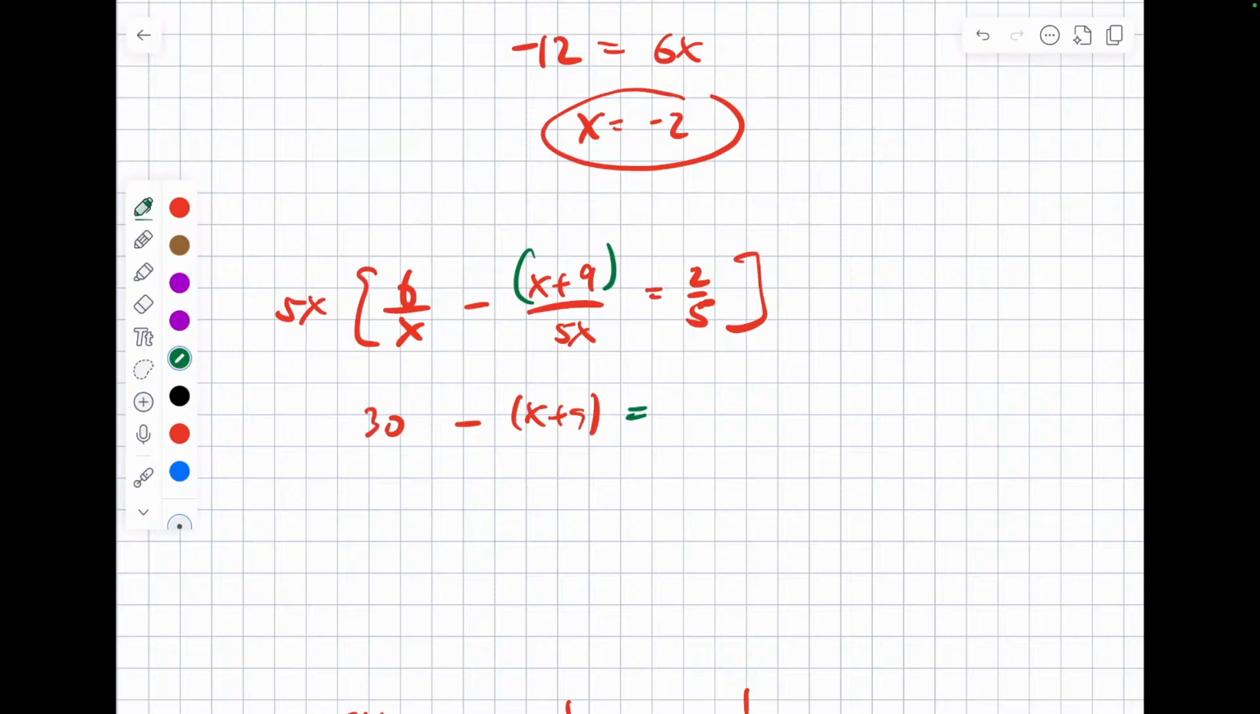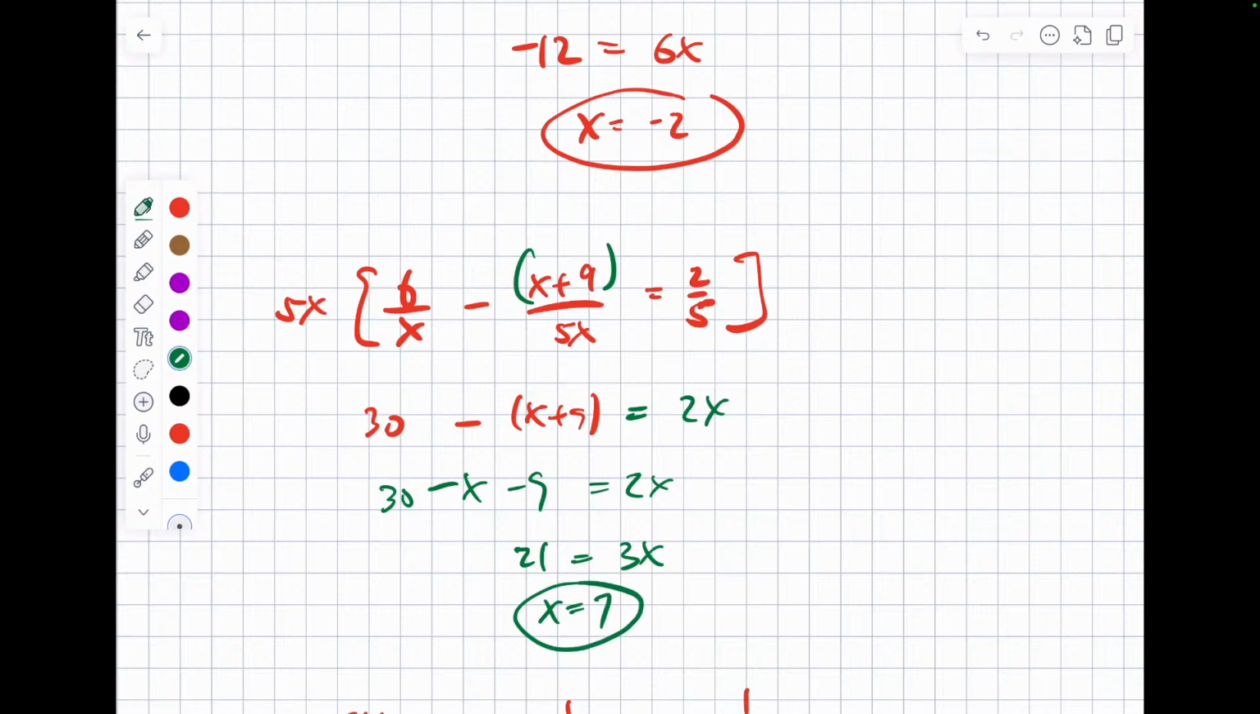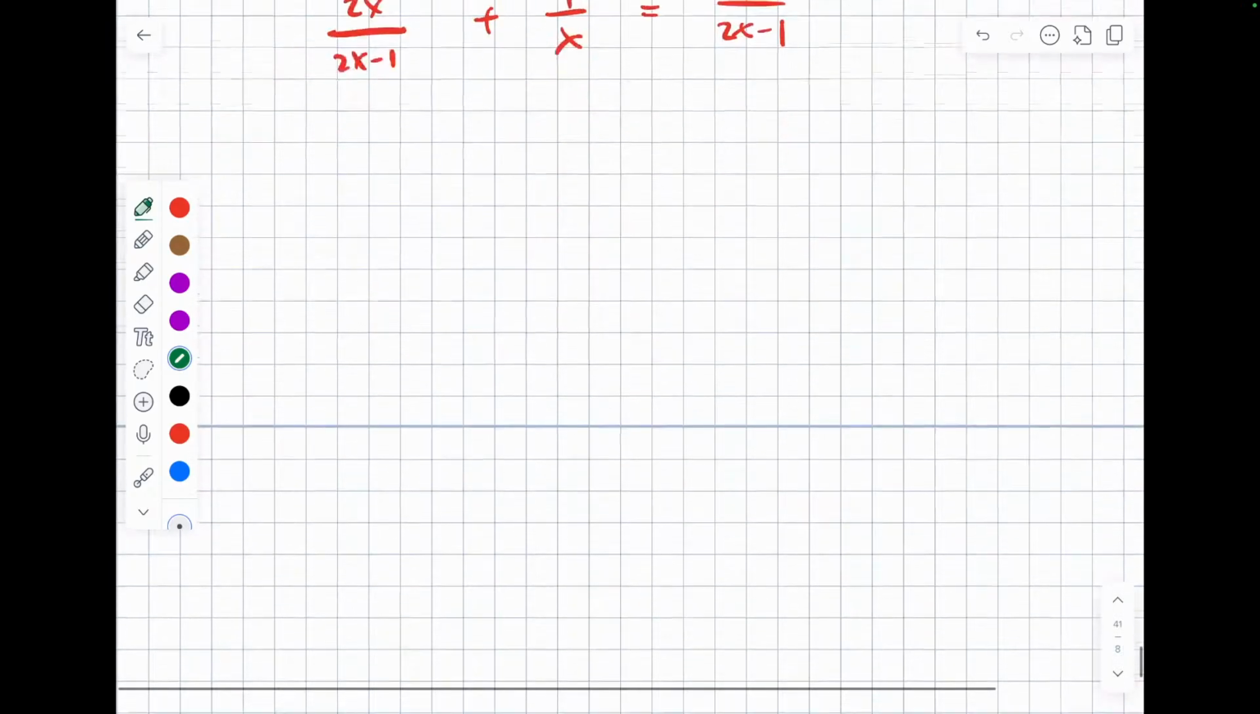It's equal to, 5 cancels out, that's equal to 2x. So that's gonna be 30 minus x minus 9 equal to 2x. So it'll be 3x equal to 21. X is equal to 7. Is that okay? Very easy, right? Try a harder one.